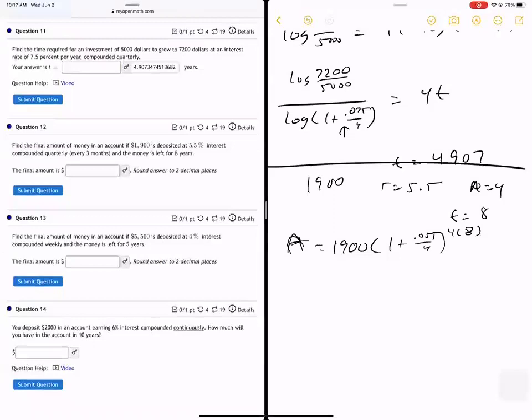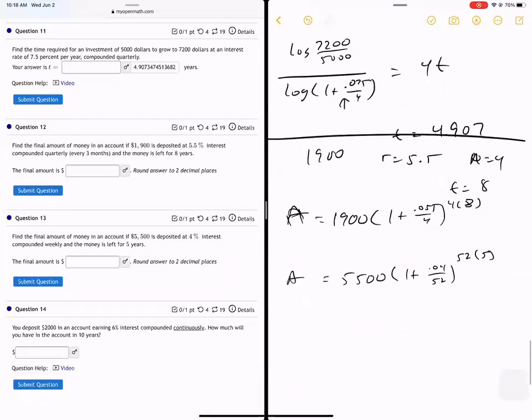Number 13, find the final amount of money if we start off with 5,500 and deposit at a rate of 4% interest compounded weekly. Weekly is 52 times a year, so n is 52, and for 5 years. Okay, that's just a set of problem. That's not actually solving. And then the last one, continuous.